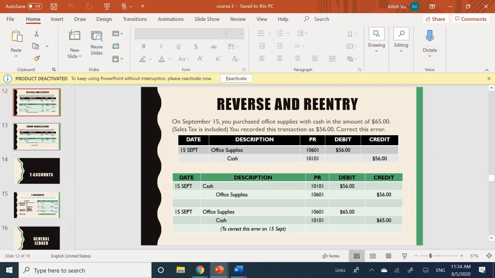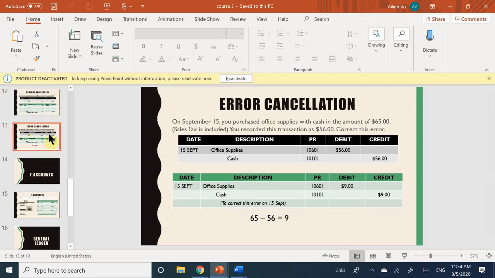Where error cancellation, if you're really good and understand how the transaction is set, you don't need to reverse it. You just fix it by moving the missing value or by entering a value into the correct location where it's missing. So in this case, instead of journalizing it for the full $65, we're only journalizing for the missing $9.